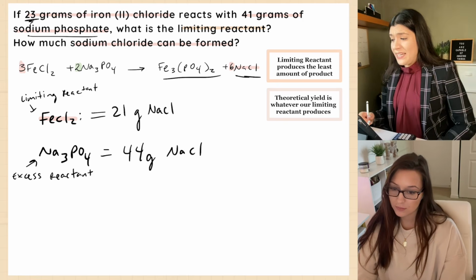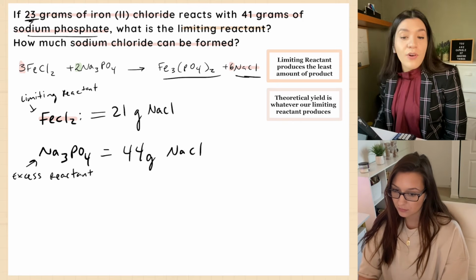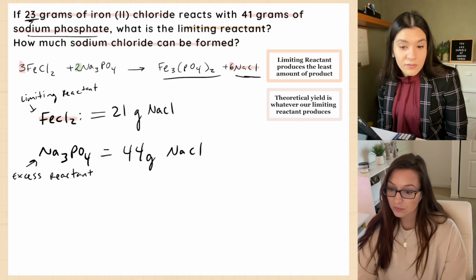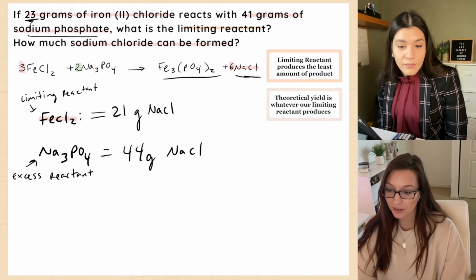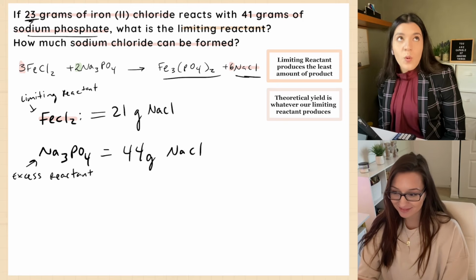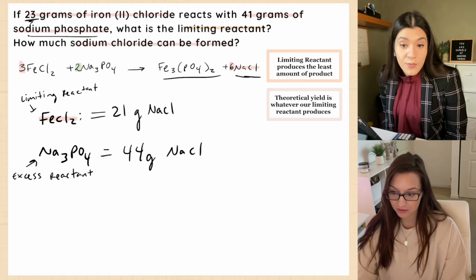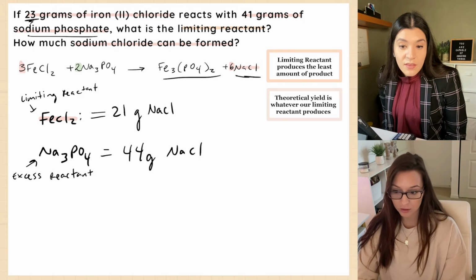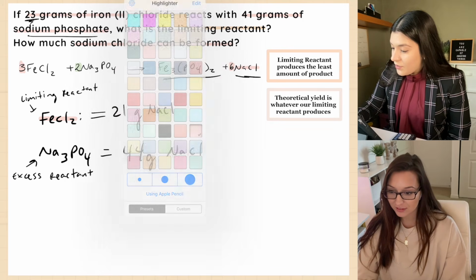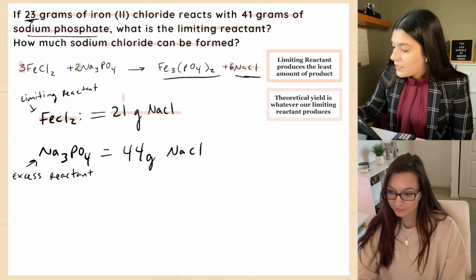Now, the next thing is, this is saying how much sodium chloride can be formed. So the theoretical yield is whatever our limiting reactant produces. So what do you think is our theoretical yield? I'm thinking maybe we add them, but I don't know. So we wouldn't add them. Oh, okay. So what did the limiting reactant produce? Like how much product did the actual limiting reactant produce after we found the 21 grams number? Is that what you're talking about? Exactly. Not a trick question. Yeah. Okay. So I know that my 21 grams is the theoretical yield.